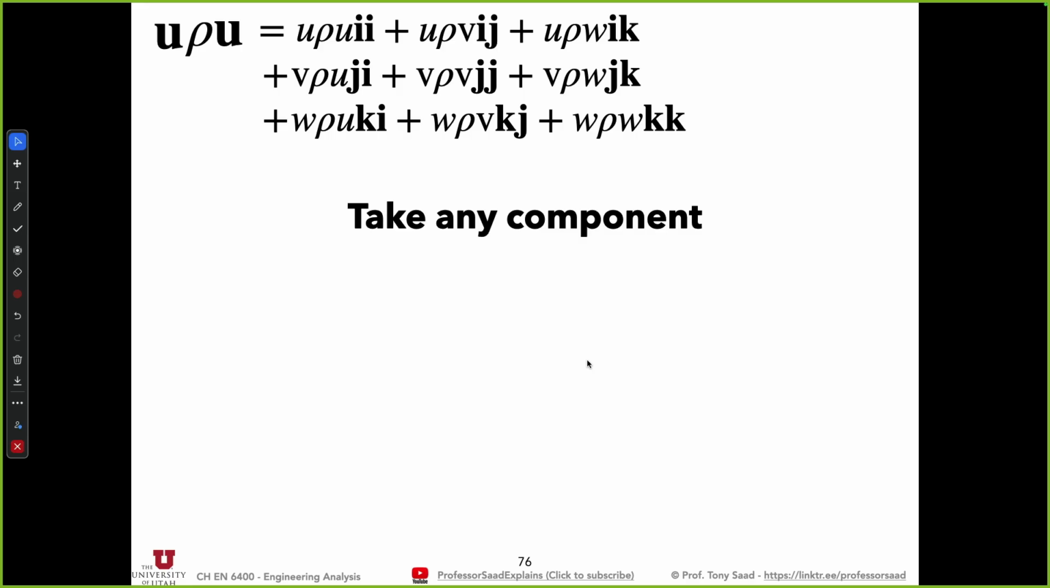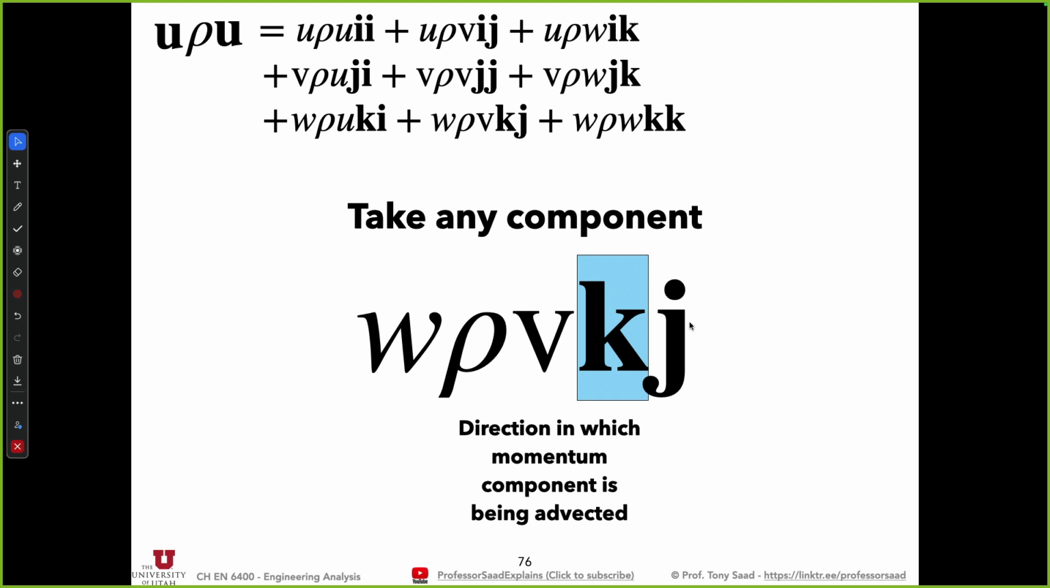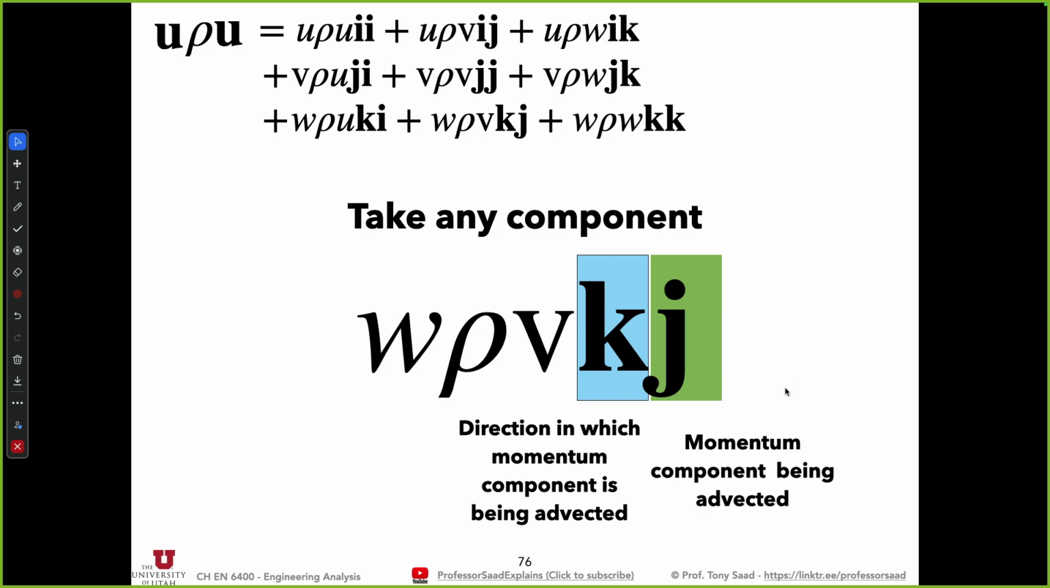So more specifically, I'm going to take a component, w rho v, for example. W rho v has a dyadic product, kj. And this is enforcing the idea that K corresponds to W, which is the direction in which momentum component is being advected. And J is telling me which momentum is being advected.